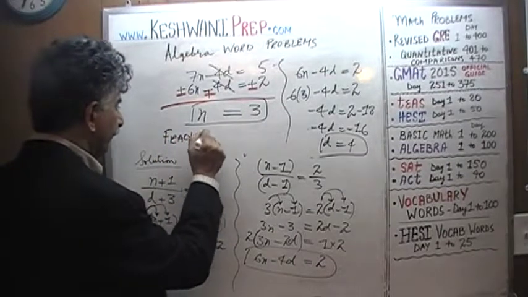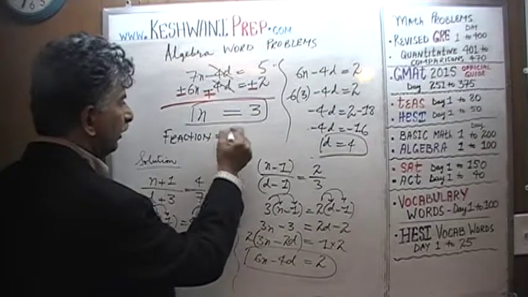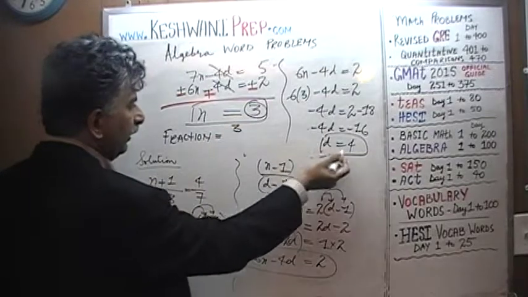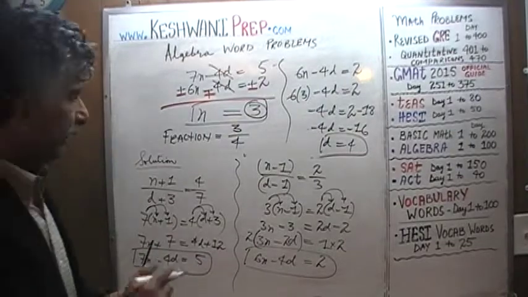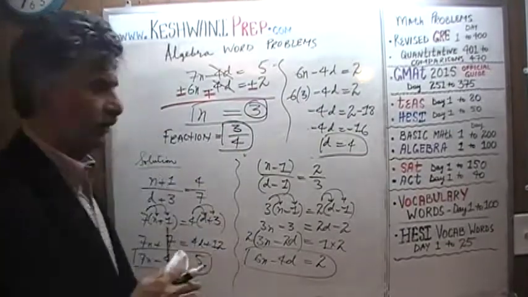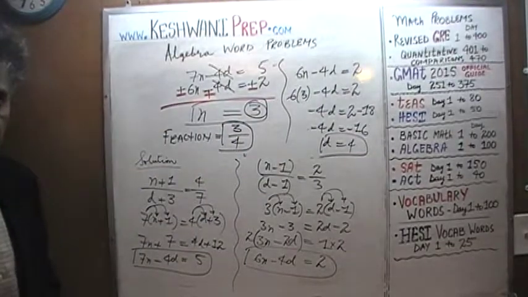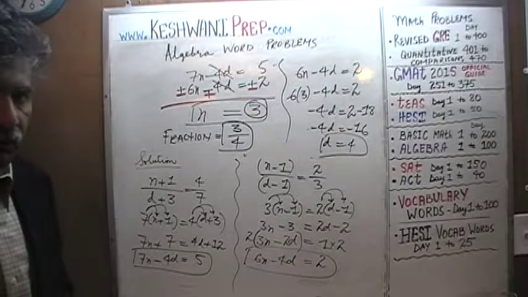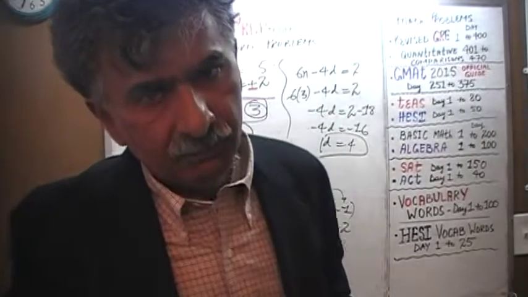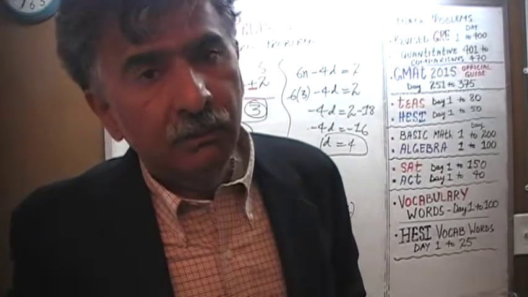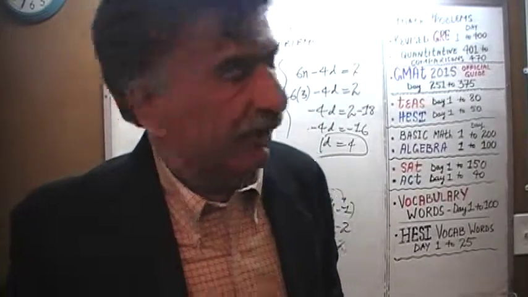In other words, the fraction that we were looking for must have numerator 3 and denominator 4. That's what we are claiming. The very last thing we need to do is to make sure that this answer that we're getting is in fact correct. We must verify our answer. We're going to take a few seconds to do just that.